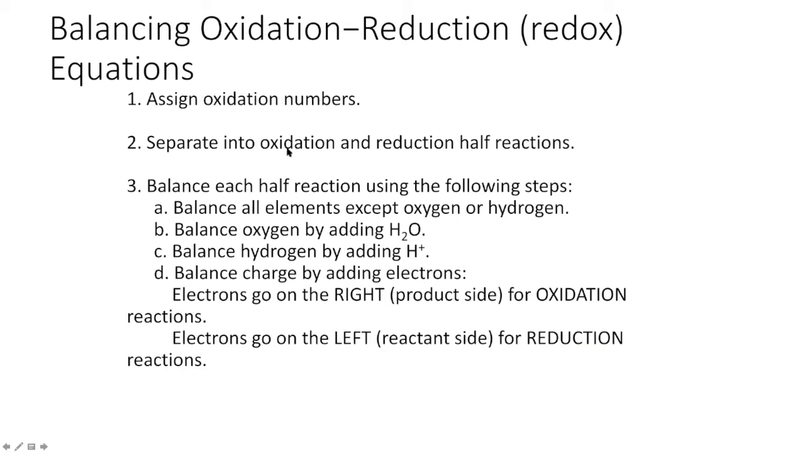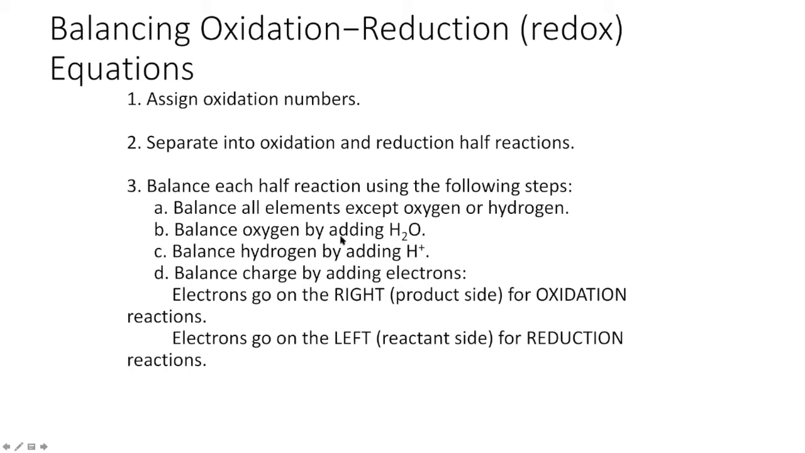But assigning oxidation numbers, what we went over in lesson 1, is very important. That's where you start, because that enables you to do step 2, where once you get everything into oxidation numbers, then you can see what your oxidation process is and your reduction process. So you want to divide that reaction up into the oxidation half reaction and the reduction half reaction. And then you're going to balance all of the elements. You start just by balancing all the elements except oxygen or hydrogen, because there are special rules for balancing oxygen and hydrogen.